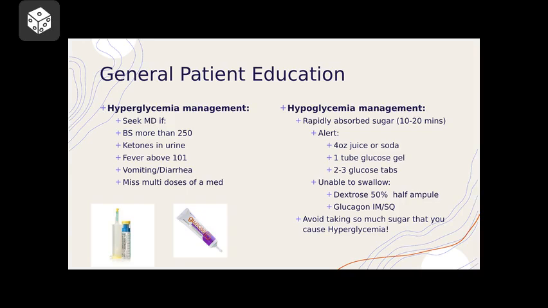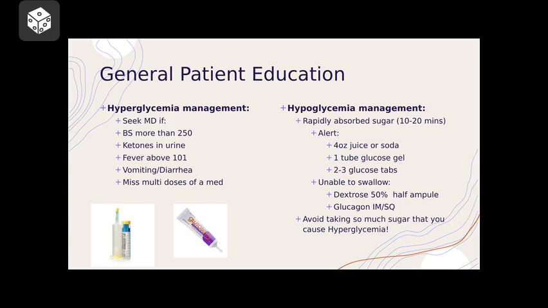So if the patient is alert, we can give them something like 4 ounces of juice or 4 ounces of soda. You could give them a tube of glucose gel. I put a little picture down there of the glucose gel. It's kind of like a thick gelatin stuff. You just squeeze it in their mouth and they swallow it. It's like a sugary kind of candy stuff. They can also do 2 to 3 glucose tabs, kind of like a sweet tart, just like a really condensed sugar. That's going to take, again, 10 to 20 minutes to start working.